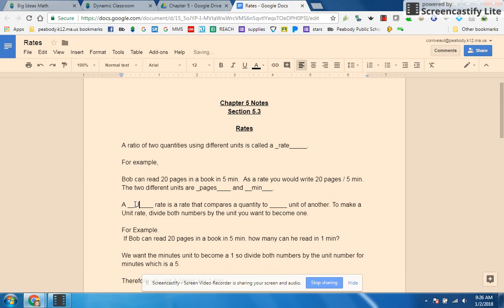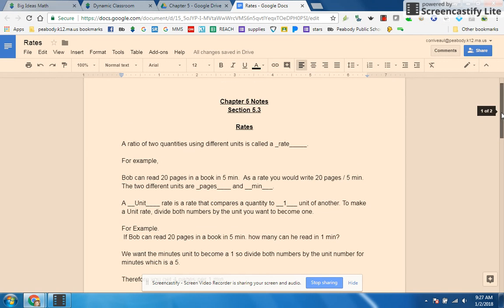A unit rate, this is the most common thing that you see, is a rate that compares a quantity to one unit of another. To make a unit rate, you divide both of the numbers in the rate by the unit you want to become one. Examples of where you would see a unit rate all the time is speed limits, like 35 miles per hour. Per hour means per 1 hour. That means in 1 hour you should be able to drive 35 miles if you're consistently at that speed. So a unit rate is comparing to one other unit.